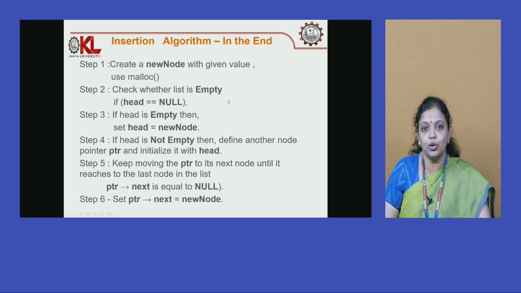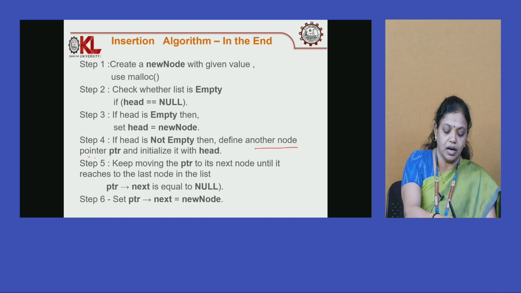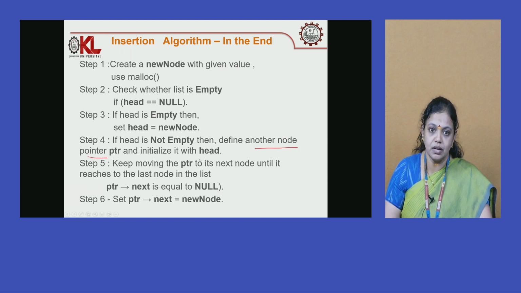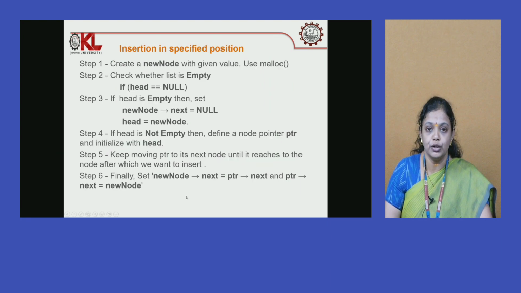So here, you have to go to the last node. First thing is to create a node with a given value; the first 3 steps will be the same. Check whether the list is empty. How will you check that? If head is equal to null. If head is empty, directly attach it to the new node. If head is not empty, you first define another node called PTR, initialize it with the head, and keep moving the PTR until we reach the last node, where PTR of next is equal to null. Finally set PTR of next is equal to new node. So that is insertion at the end.